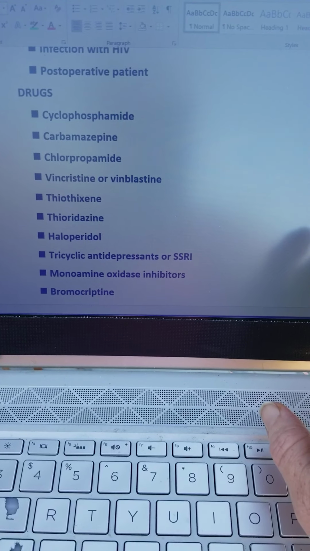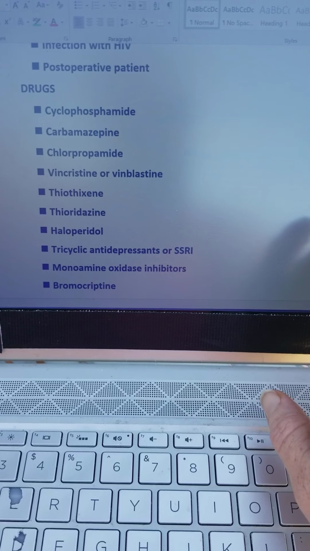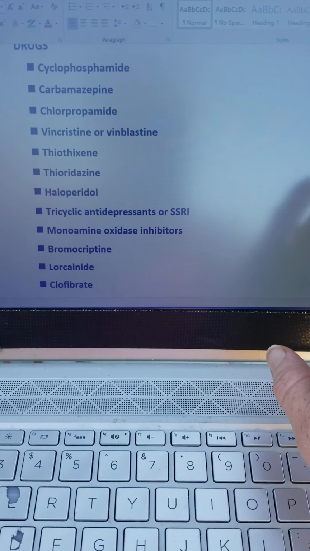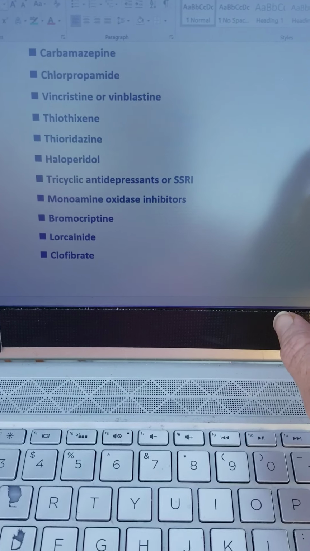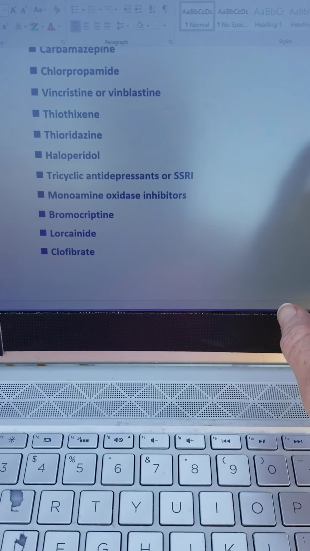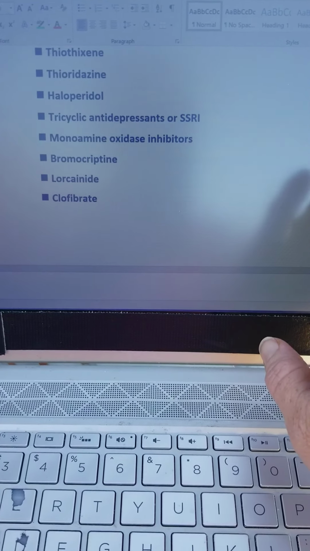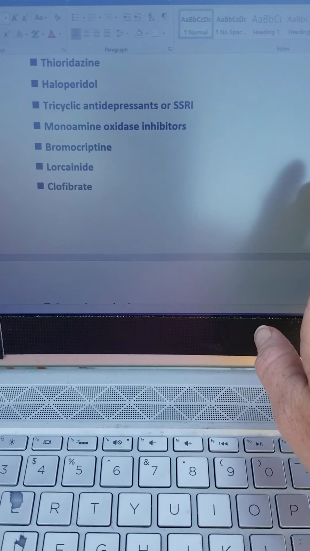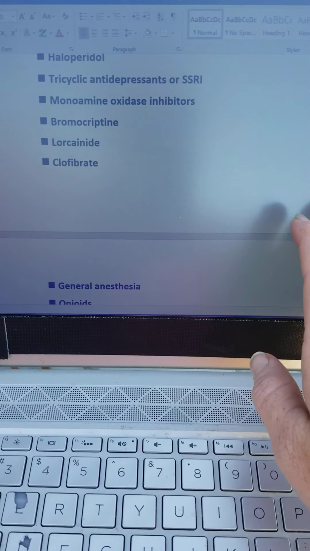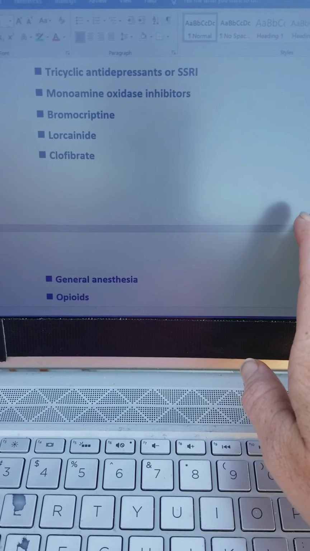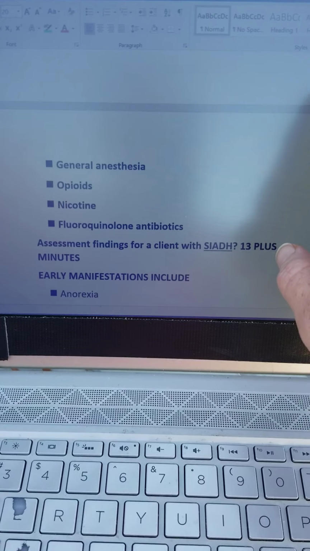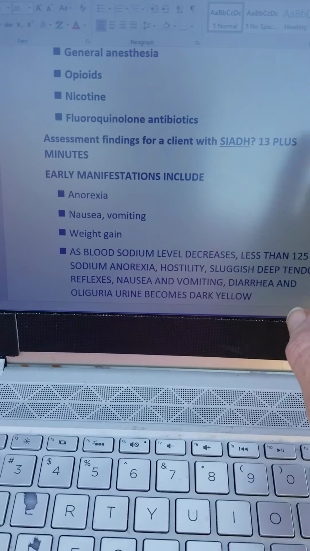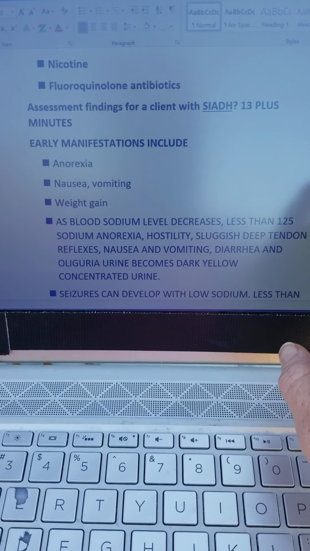Drugs: cyclophosphamide, carbamazepine, chlorpropamide, vincristine or vinblastine, thiothixene, thioridazine, haloperidol, tricyclic antidepressants, those are the TCAs, or SSRIs, MAOIs, monoamine oxidase inhibitors, bromocriptine, lorcainide, clofibrate, general anesthesia, opioids, nicotine, and fluoroquinolone antibiotics.